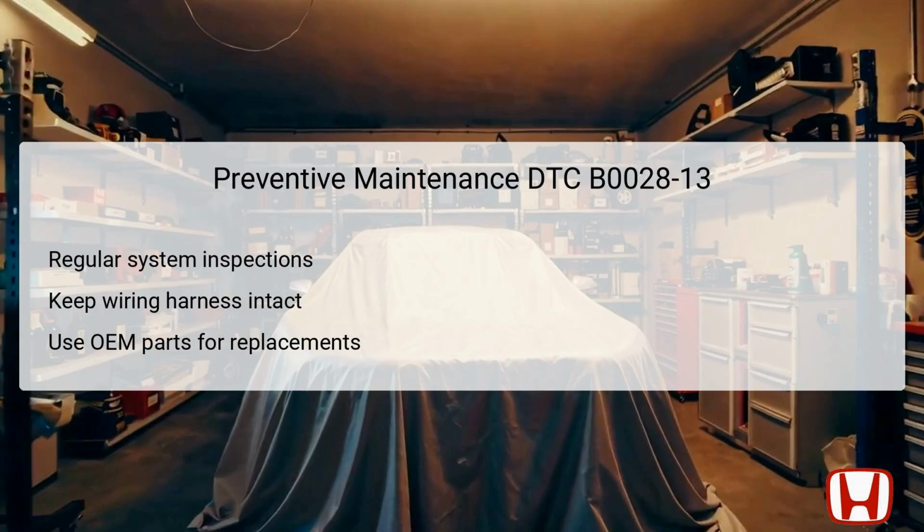Preventive maintenance on the Supplemental Restraint System, SRS, is essential for ongoing vehicle safety. Regular inspections of the SRS system can catch minor issues before they escalate, allowing for prompt repairs. One of the key areas of focus should be ensuring that the wiring harness remains intact, since any disruptions can lead to erratic behavior in the airbag system, including DTCs like B0028-13. Additionally, always opt for original equipment manufacturer, OEM, parts during replacements to guarantee compatibility and reliability.